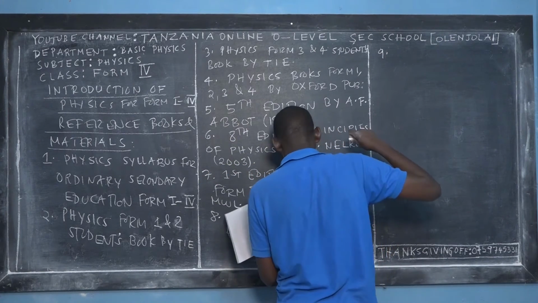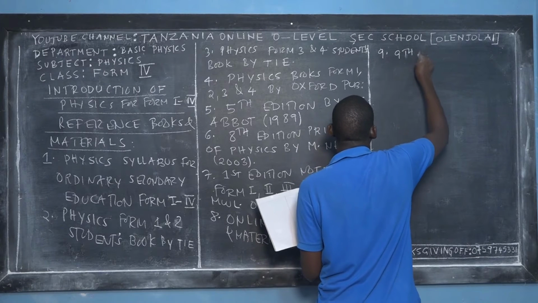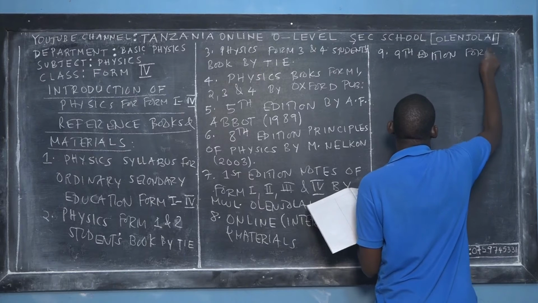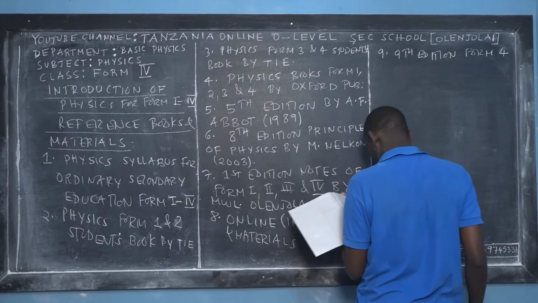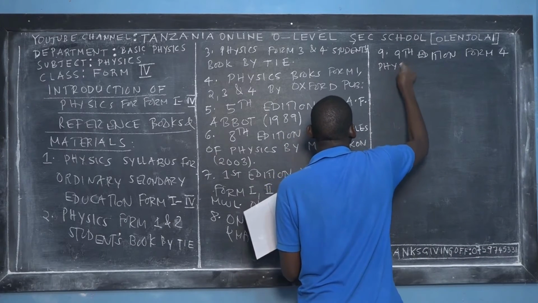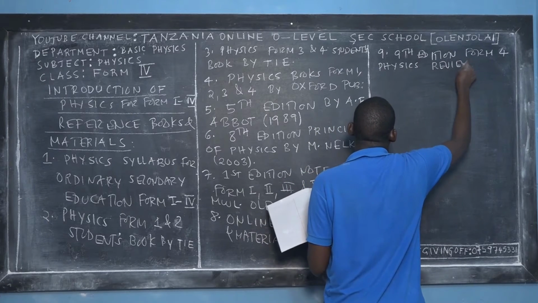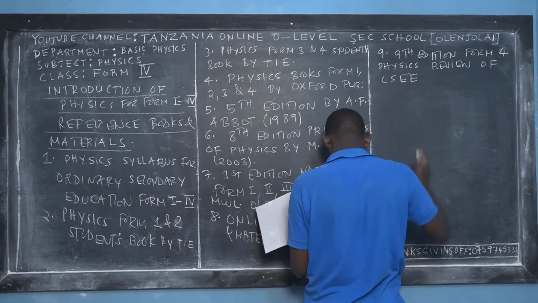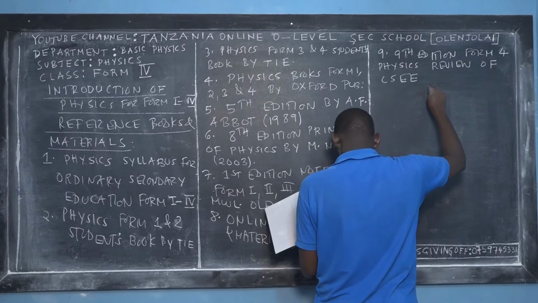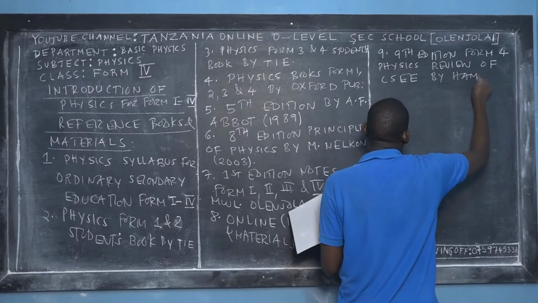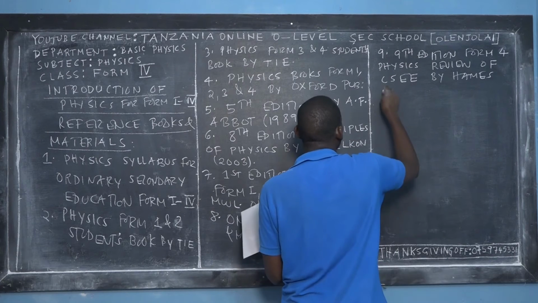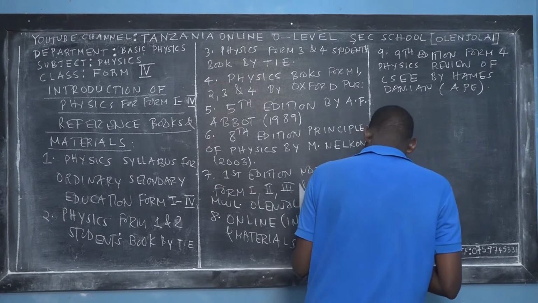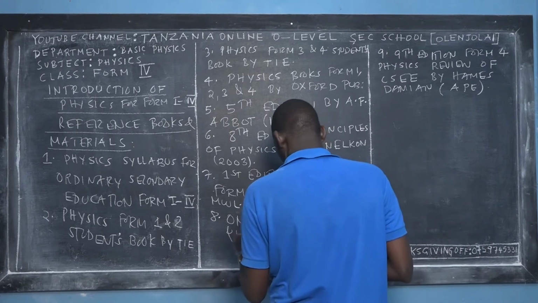The main reference that students might use is the 9th edition, Form 2 and Form 4, Physics Review. Physics Review of what? Of the certificate secondary education examination, right? By what? The author is Damian, and the publisher is Apple Network. I will show you, I have a sample of it. This is the 9th edition.